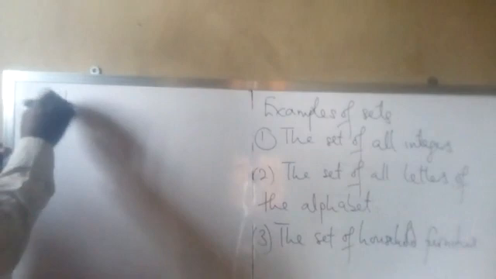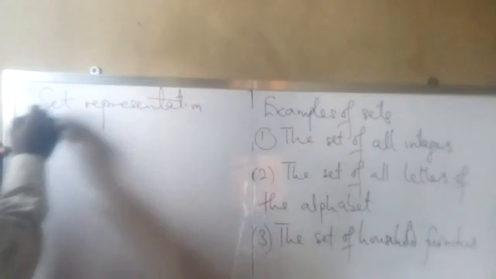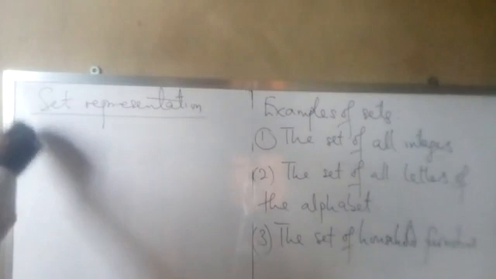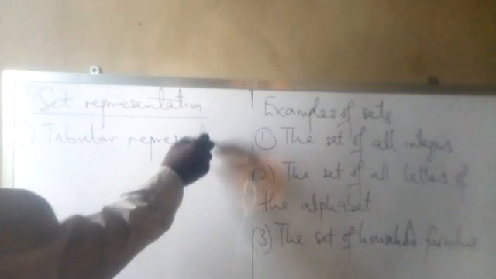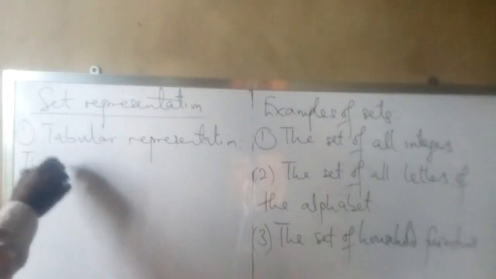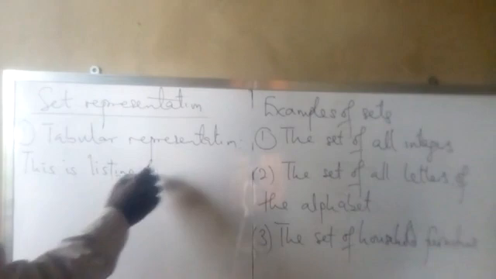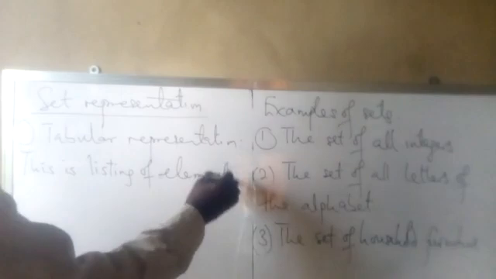Now, how do we represent set? We now go to what we call set representation. We are going to discuss three ways of representing set in this video. The first way of representing set is by tabular representation. This is simply the listing of elements of a set.